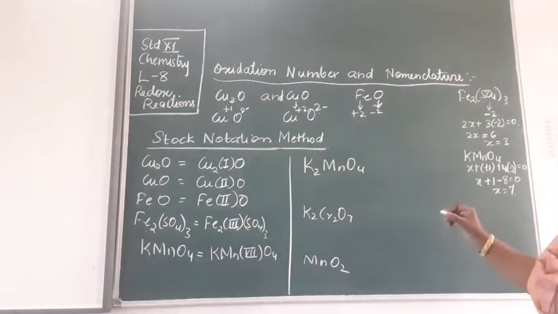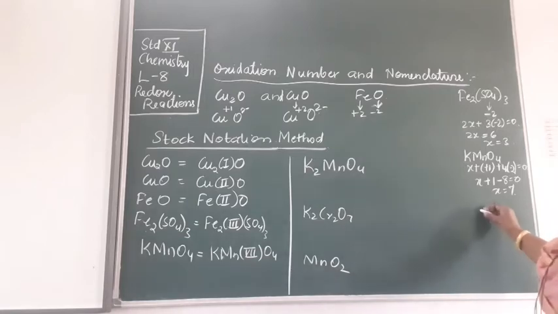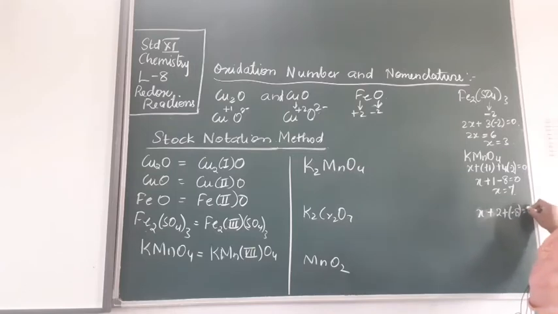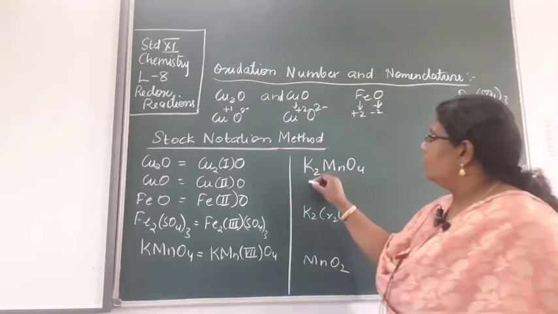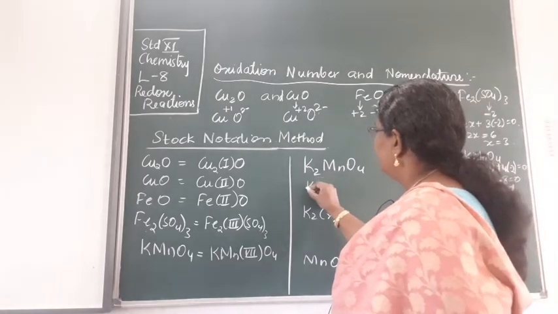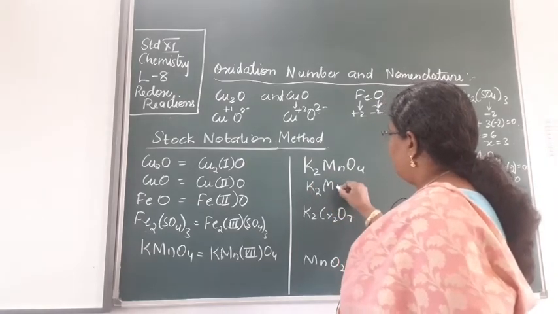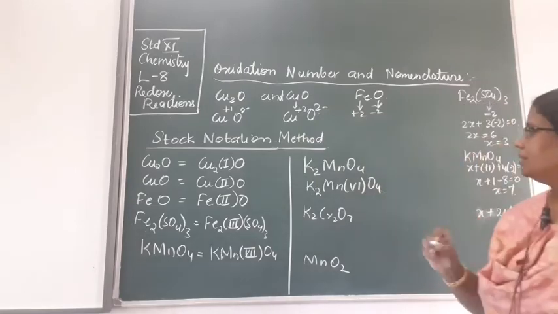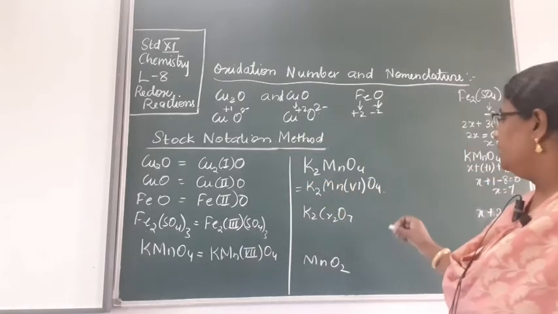Say for example, that was KMnO4. This is K2MnO4, that is 2x, x plus 2 plus minus 8 equal to 0. So x will be equal to 6 हो जाएगा ना, minus 6 इस तरफ जाएगा तो 6. So how do we represent this? This we can represent as K2Mn6O4. Got it? So this is how you will represent this.